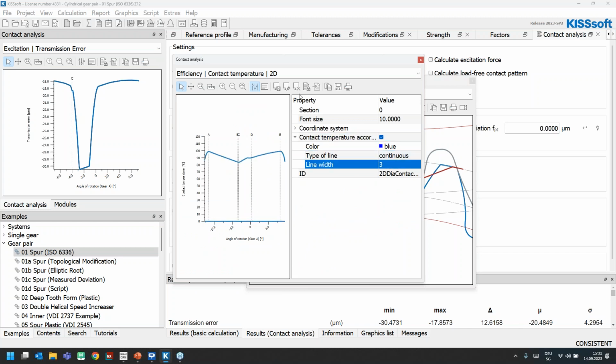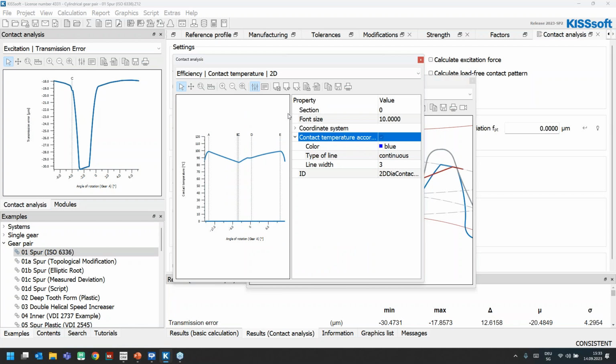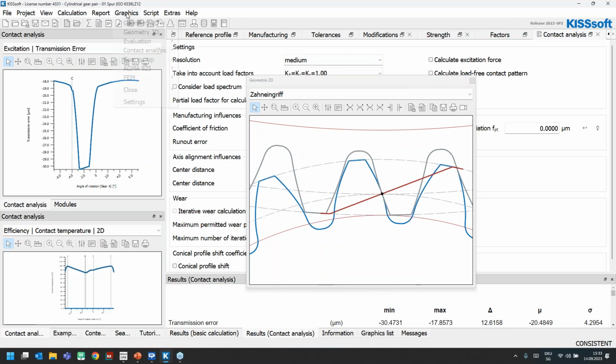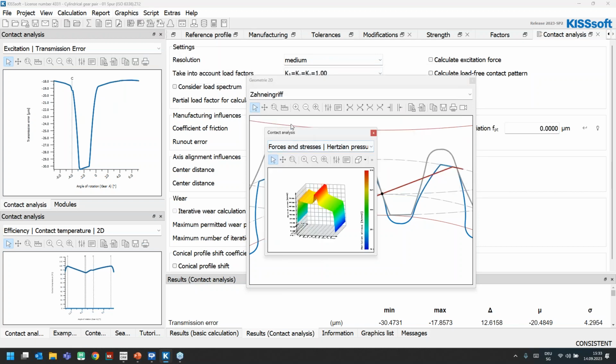So we can see here in this graphic, let me make it a little bit thicker for you. Okay, so we can see that at the beginning and at the end of the mesh, we have temperature peaks. So here there might be a higher risk for scuffing, for example. It's almost about 100 degrees Celsius. So let us also save this curve. Now I will pull it down. What else am I interested in? Well, maybe let's have a look at the Hertzian pressure in 3D. This is also interesting.